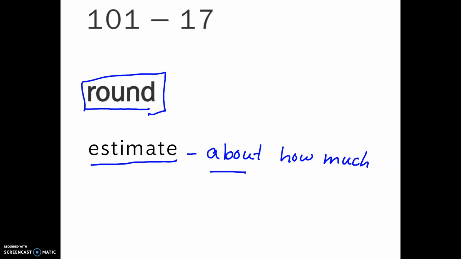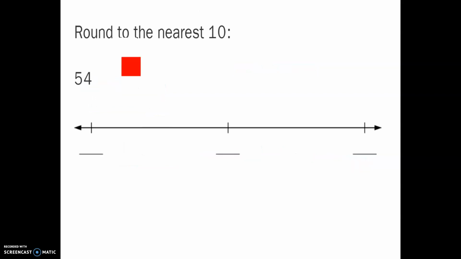Then I would round those numbers. So 101, I would have to decide which 100 number is that closest to. It's between 100 and 200, but it's closer to 100. 17 is between 10 and 20, but it's closer to 20. So that would be what I would round 17 to. And then I would solve that. 100 minus 20 is 80. So if I was going to give an estimate for about how much 101 minus 17 is, I would say it's about 80. That is exactly what we're going to be working on these next few pages.